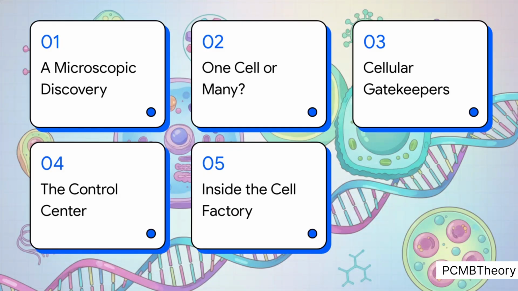Okay, so here's the roadmap for our explainer today. We'll start off with a microscopic discovery. Then we'll ask the question, one cell or many? After that, we'll meet the cellular gatekeepers. Then we'll pierce right through to the control center. And finally, we'll take a tour inside the cell factory.